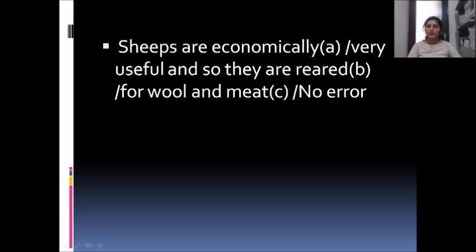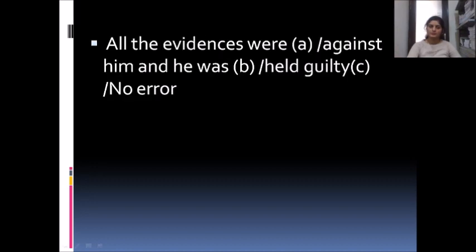Sheep are economically very useful and so they are reared for wool and meat. Now, there are some nouns which are always used in singular form even though they are plural. Now, sheep is such a noun, fish, deer are other such nouns which are only used in singular form and we do not put s along with them. Even if they are plural, we will use it as it is. So the sentence would be, sheep are economically very useful and so they are reared for wool and meat. So the answer is option A. Moving on to the next sentence.